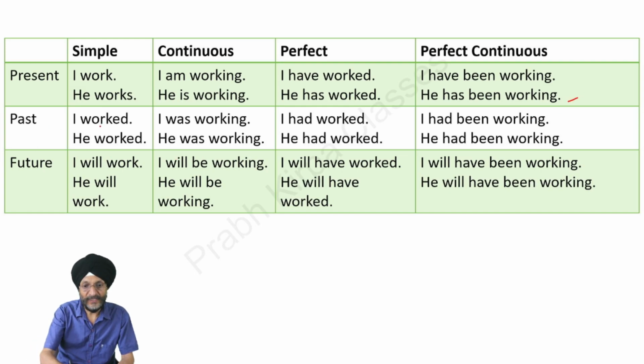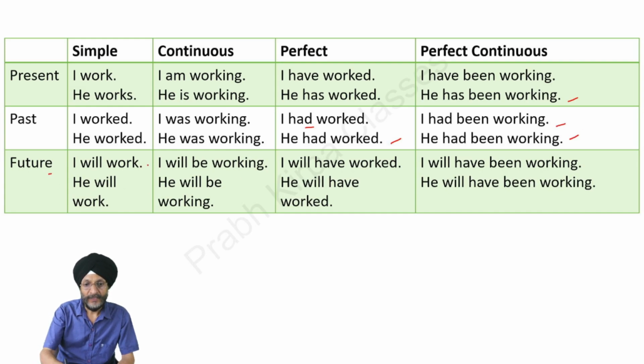Past simple: I worked, he worked. In the case of past continuous: I was working, he was working. In the case of past perfect: I had worked, he had worked, they had worked. And if we talk about past perfect continuous: I had been working, he had been working.